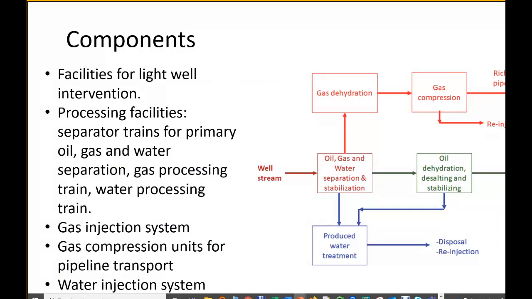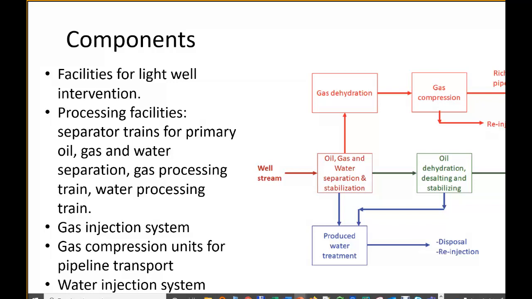So the next thing we have also is facilities for light well intervention. That's something almost all offshore structures have. Okay, some sort of light well intervention. And here we're talking about coil tubing and wireline. We don't have to put a BOP on the well, but we can actually enter through the swab valve. Okay.